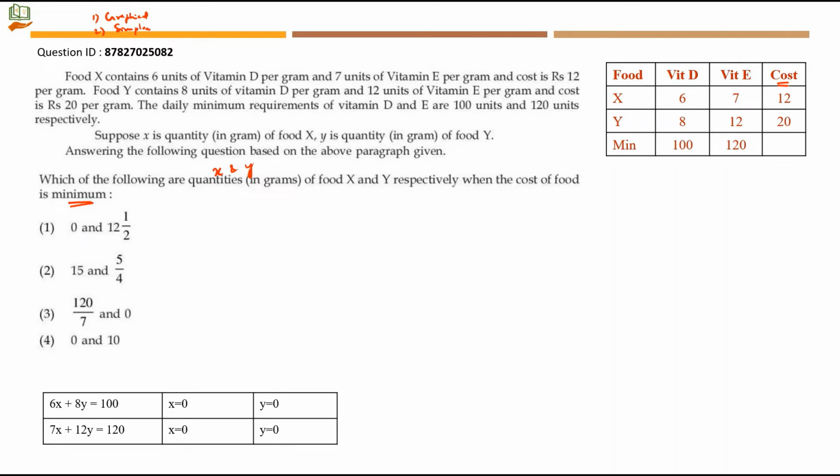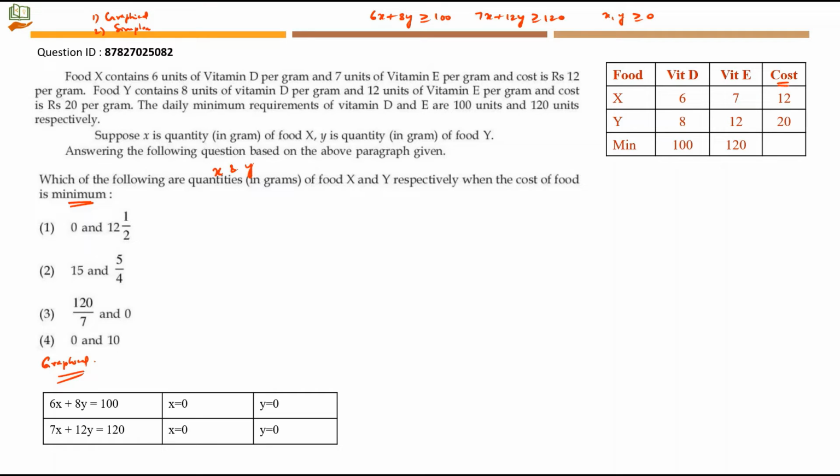So what we will do for graphical method is usually we will take the constraints. So what are the constraints available? 6x plus 8y greater than or equal to 100. Then we have 7x plus 12y greater than or equal to 120. These two constraints are there. Then we have x comma y greater than or equal to 0.